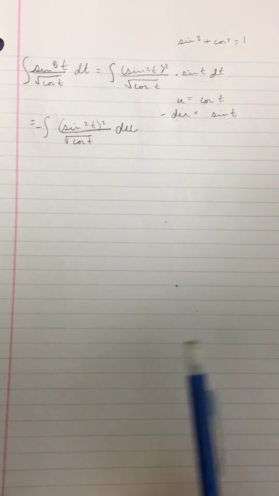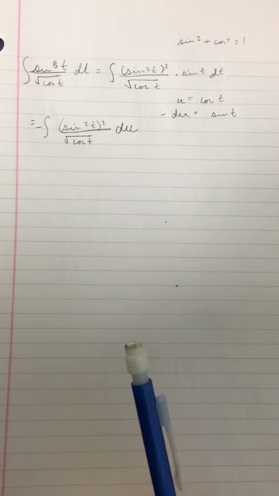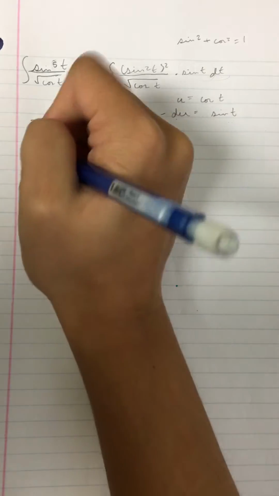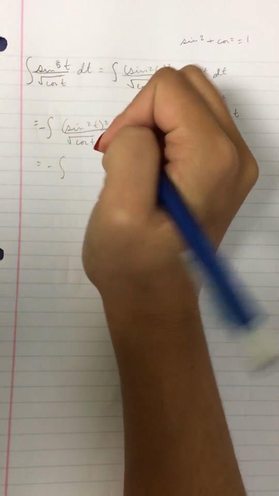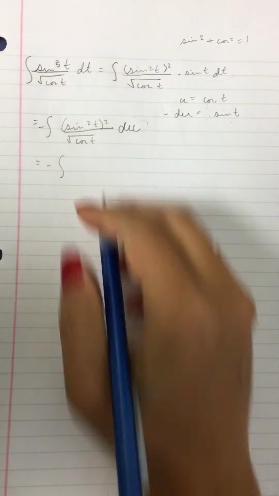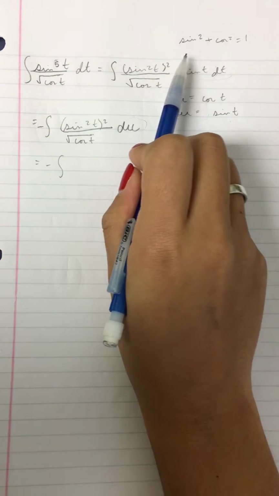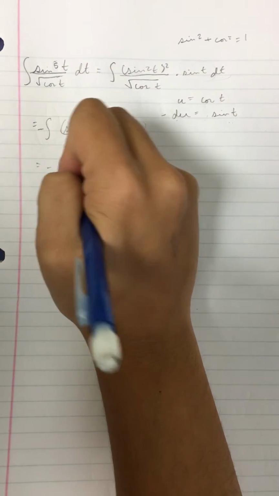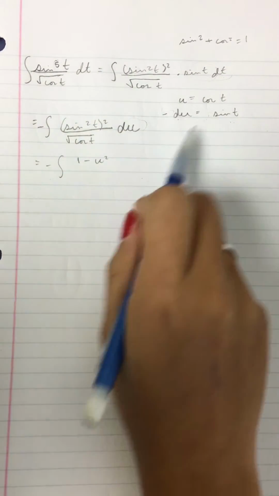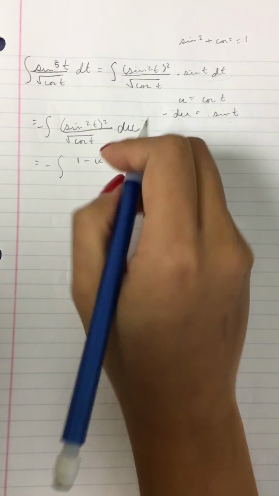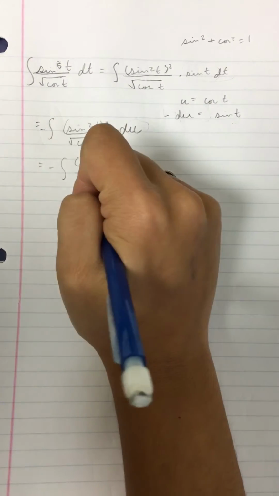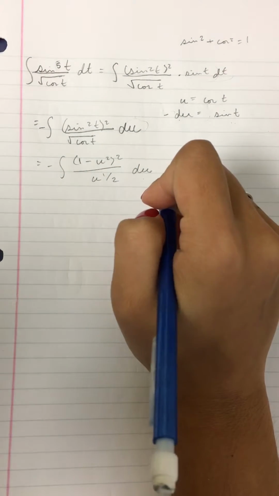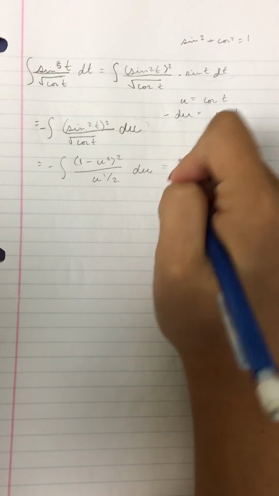Now let's make everything in terms of u, since we're integrating in terms of u. This is going to be the negative integral of, remember that this sine squared t, using this formula, can be rewritten as 1 minus cosine squared, which would be 1 minus u squared in terms of our u substitution, quantity squared, over u to the 1/2 du. And we need to FOIL this out.